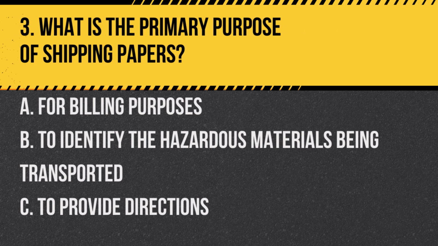Question 3. What is the primary purpose of shipping papers? A. For billing purposes. B. To identify the hazardous materials being transported. C. To provide directions. Answer. B. To identify the hazardous materials being transported. Shipping papers provide essential information about the hazardous materials on board.